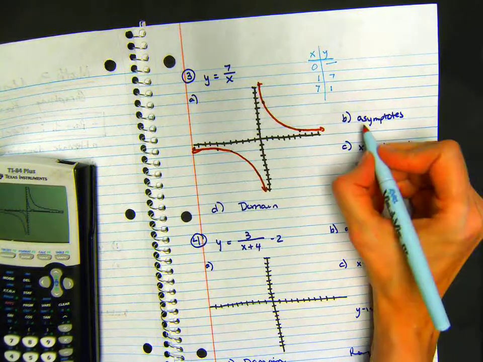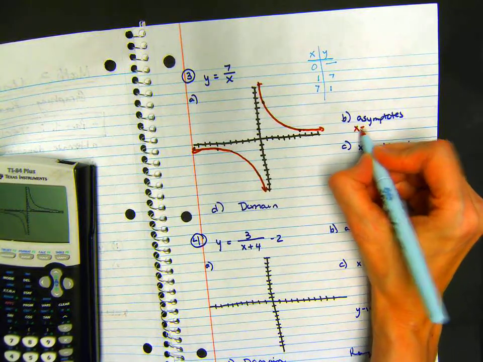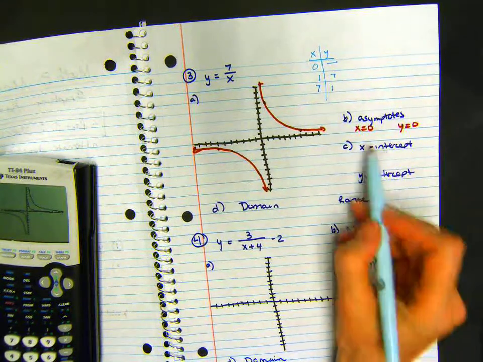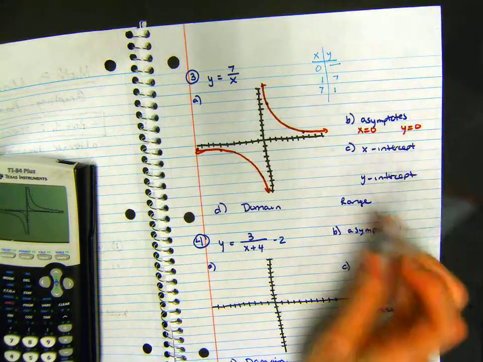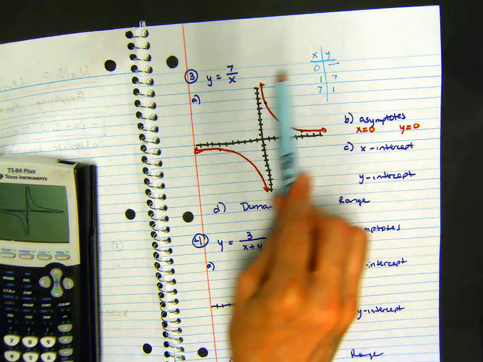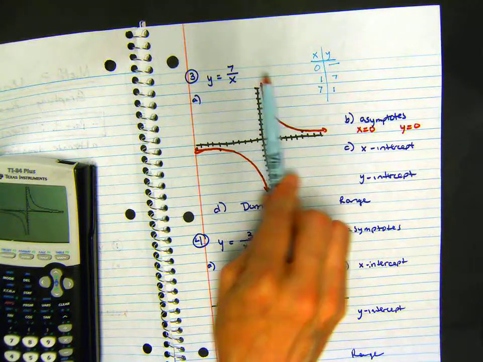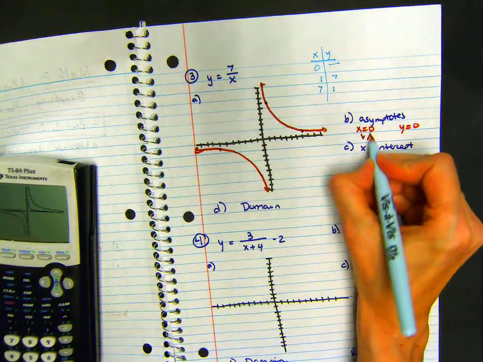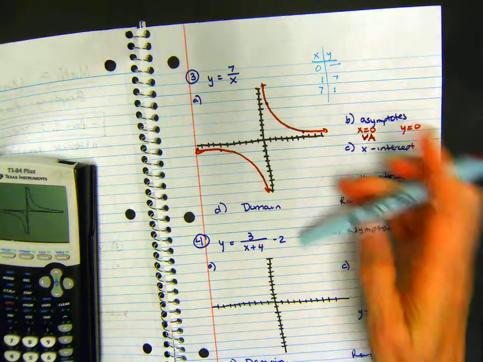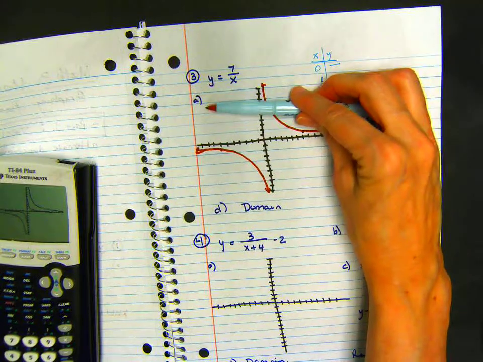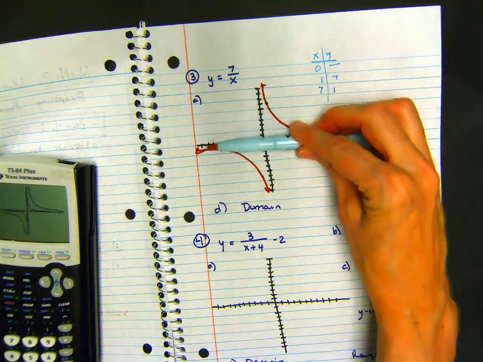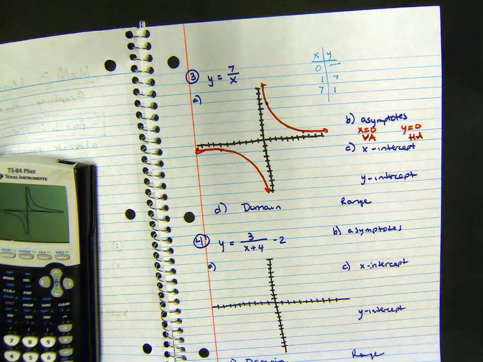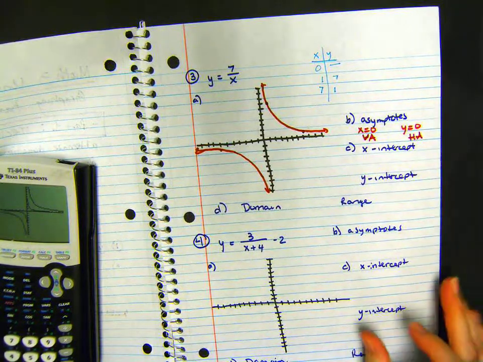So students should still notice that the asymptotes are x equals 0 and y equals 0. You want to make sure they know which one's which. So x equals 5, x equals 2, x equals 0 is this one. So this is the vertical asymptote. And y equals 10, y equals 5, y equals 1, y equals 0 is this one. This one is the horizontal asymptote.